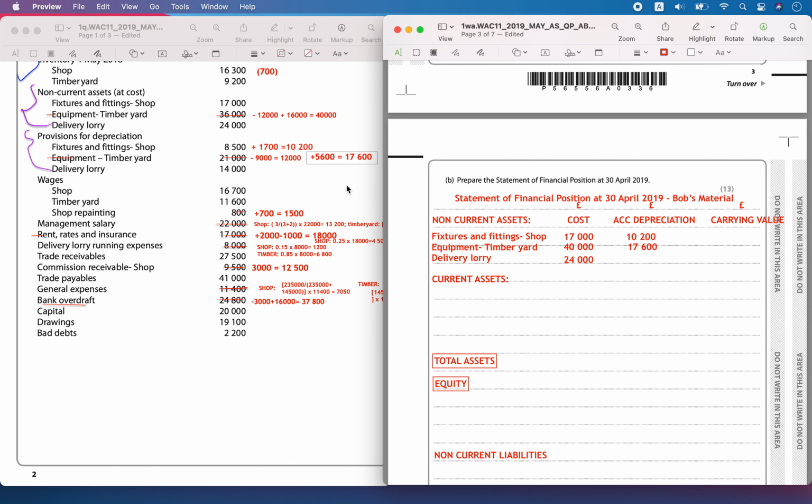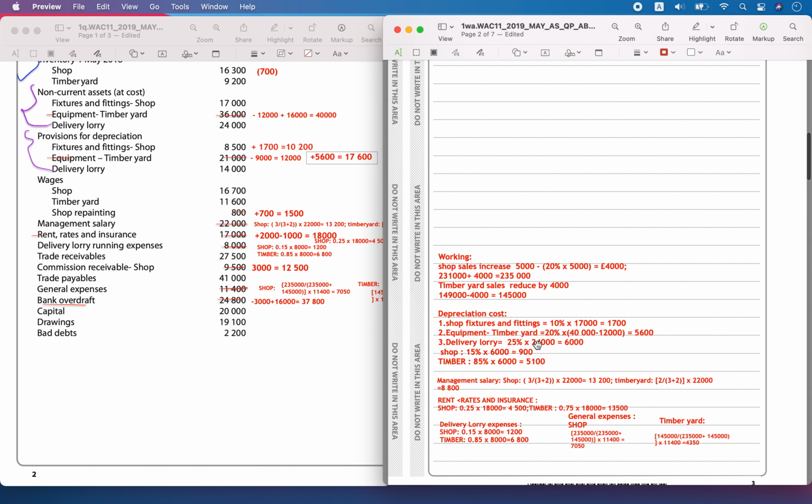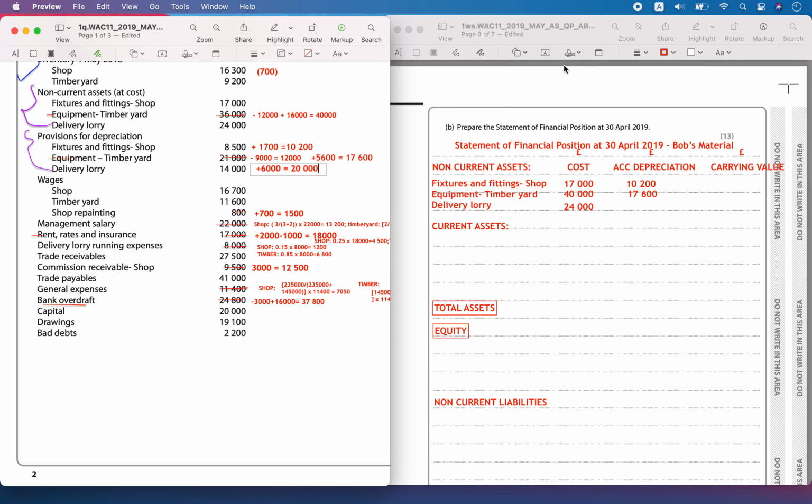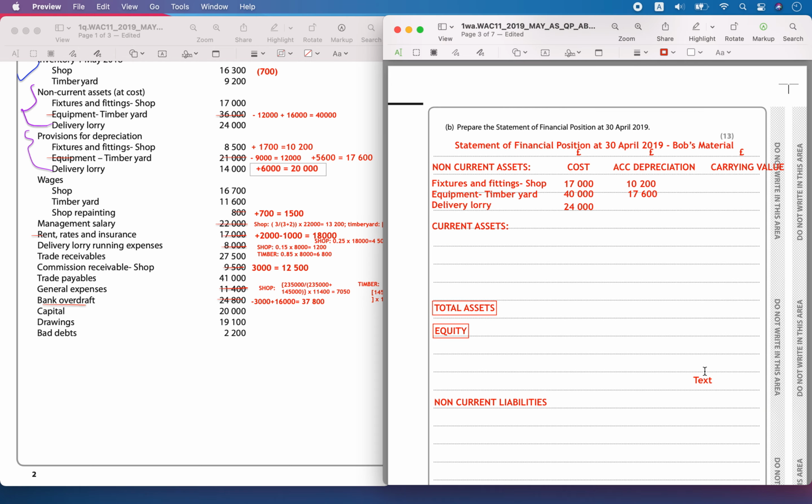Next one is the delivery lorry, it was 14,000, and this year's depreciation, which I had already calculated in the previous question, is 6,000. So you add 14,000 plus 6,000, that is equal to 20,000. So the accumulated depreciation for the delivery lorry is this much.